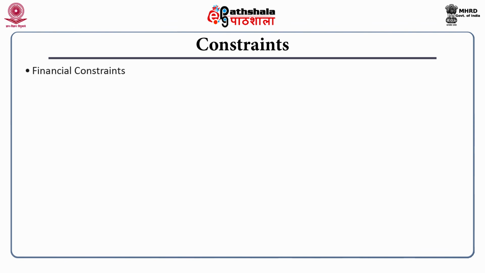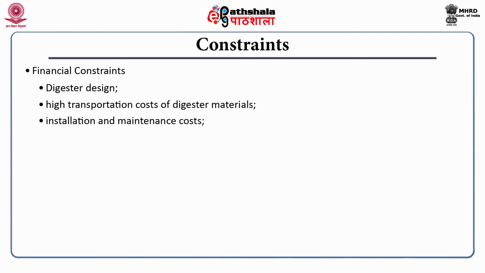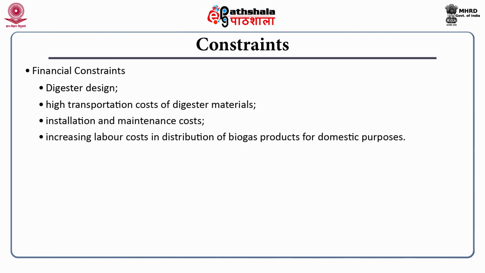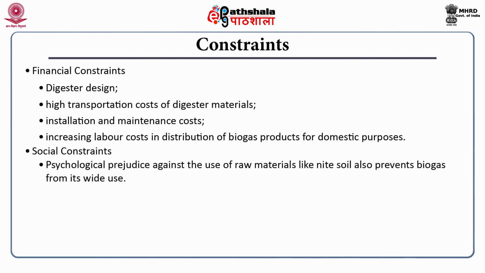And the second one is the financial constraints. The digester design, high transportation cost of the digester material, installation and maintenance cost, and increasing labor cost in the distribution of the biogas products for the domestic purpose are also major constraints. Social constraints and psychological prejudice against the use of raw materials, especially the night soil, that is the human excreta, prevent the biogas from its wide use. Also, there is a scarcity in the availability of the dung.